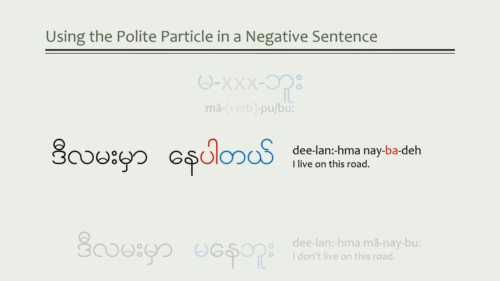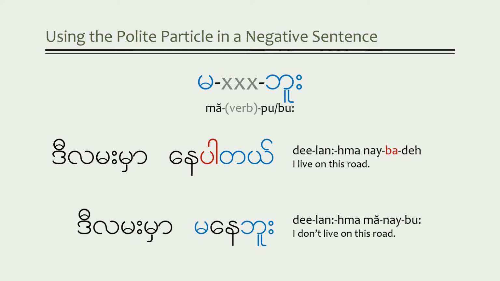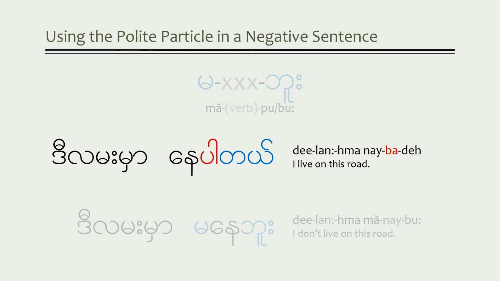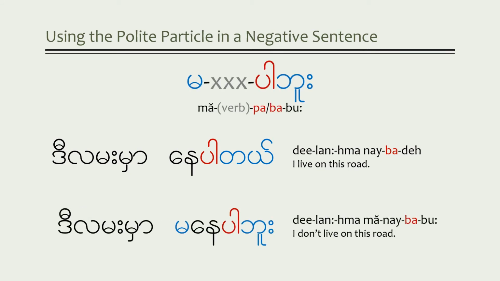But now remember, in order to make the sentence negative, we replace that affirmative final particle with the negative particle pair, the verb sandwiched in between those two. If you want to add the polite particle, notice its placement here in red. It comes right before the final particle, just as it does in the positive statement. And so it would read, Di lama mane babu.